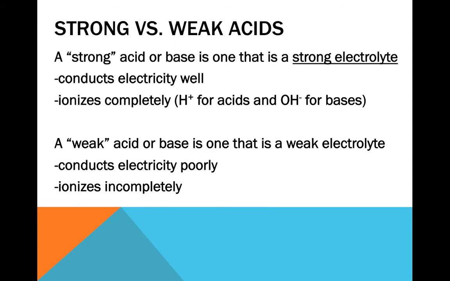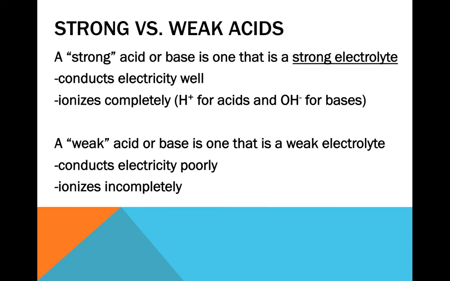Okay. A weak acid or base is one that is a weak electrolyte, which means if we hook it up to a light bulb, it's going to be very dim and it will conduct electricity poorly, and it will ionize incompletely, so not very well. We won't have very much H+.